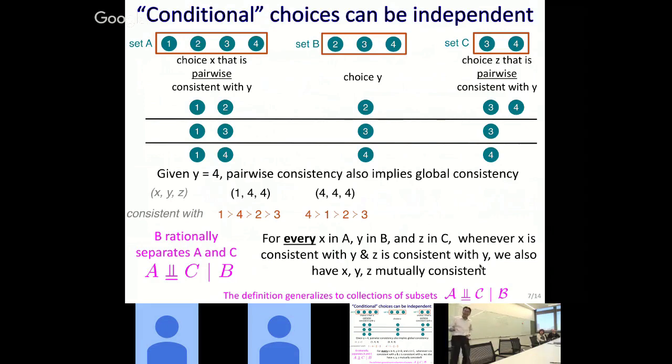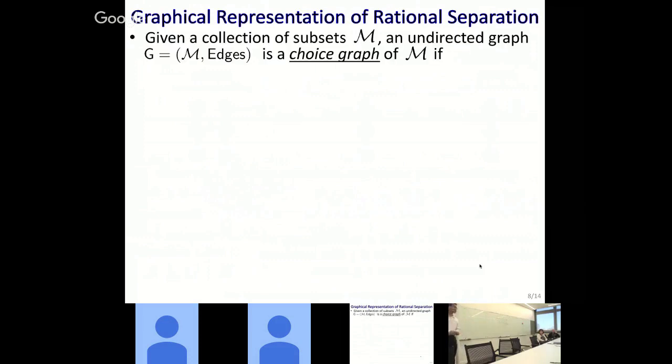Now, in order to take this abstract concept of rational separation and solve the limit of rationality, we need a graphical representation of rational separation. Because what I can do is take this collection of subsets, translate it into a graph which encapsulates this rational separation property, and then whatever we want to solve, just run it on that graph. And that graph that has this property is what we call a choice graph. Given a collection of subsets script M, an undirected graph G is a choice graph of M if and only if the following conditions are true.